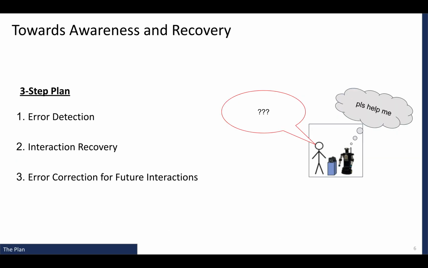Finally, I'd like to end off by talking about our future research direction. As you saw, there are several different errors that can occur when employing the social imitation learning approach. With this in mind, we are working towards an autonomous method that can detect these interaction errors, perform interaction recovery, and perform error correction to avoid mistakes in the future.